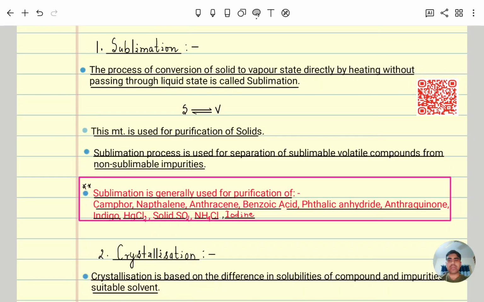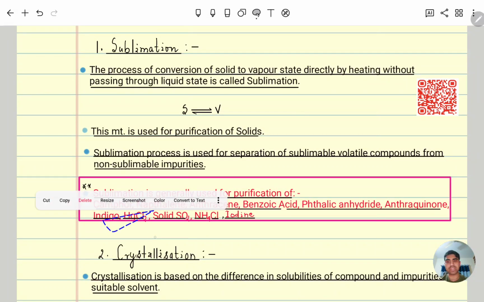From non-volatile impurities, here are some examples. These examples are mandatory, so try to remember all of them: camphor, naphthalene, anthracene, benzoic acid, phthalic anhydride, anthraquinone, indigo, HgCl2, solid SO2, NH4Cl, and iodine.